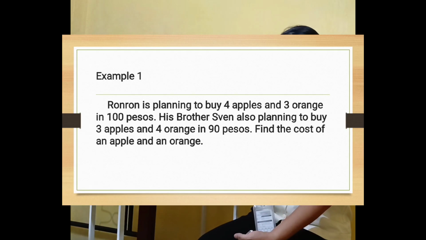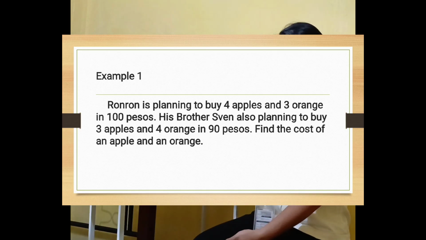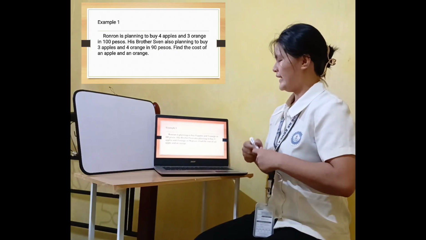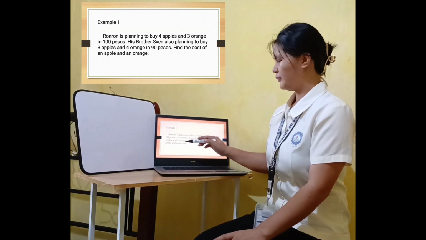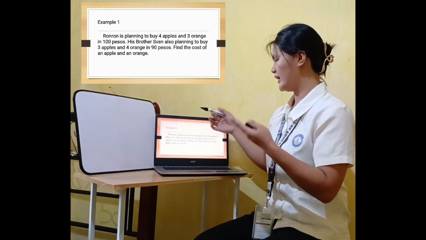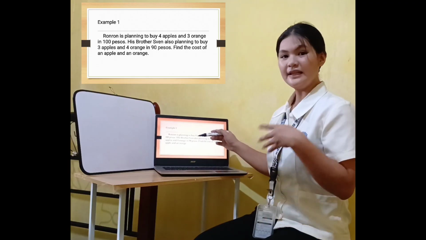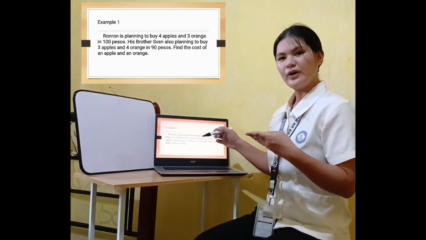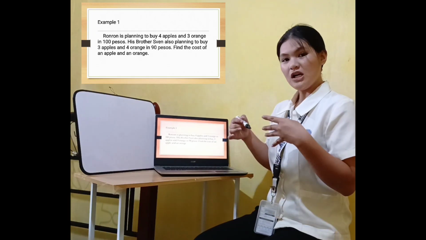So, we have example number 1. This is 2 variable. Ron is planning to buy 4 apples and 3 orange in 100 pesos. His brother Steven also planning to buy 3 apples and 4 orange in 90 pesos. Find the cost of an apple and an orange. So what we are looking for is kung ilan ang price kapag bumili sila Ron and Steven ng isang apple at isang orange. So first step, we have to determine what variable we are going to use.